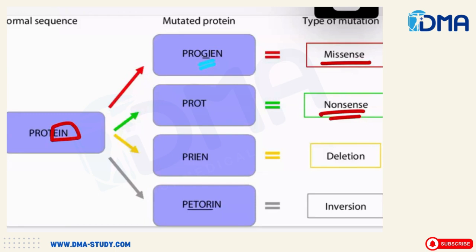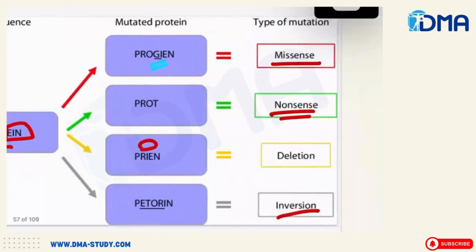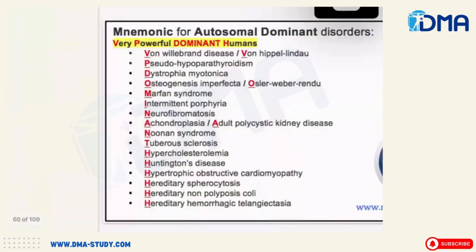When there is a deletion of content during the nucleotide formation, you call it a deletion mutation. When there is a reversal of the nucleotide, you call it an inversion type of mutation. There are different types of mutation that lead to different types of problems. Then you come to the genetic disorders that are common in human beings.